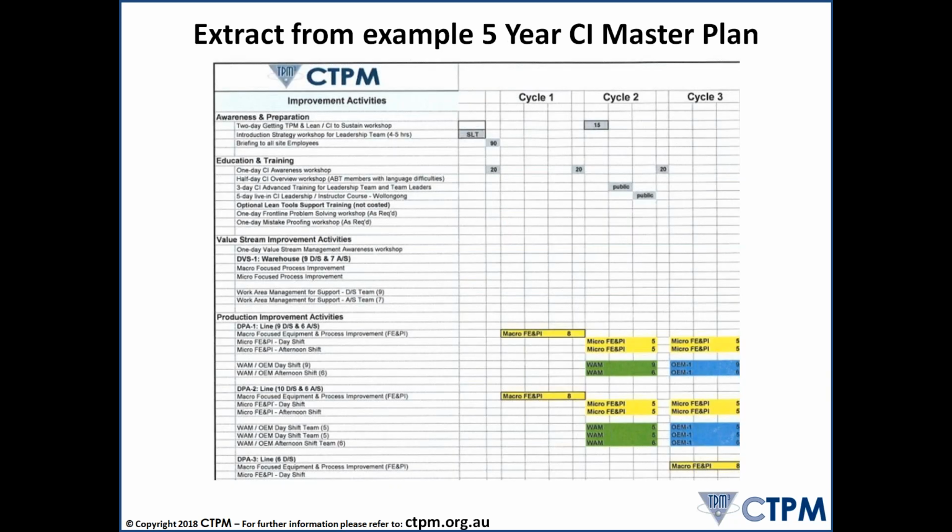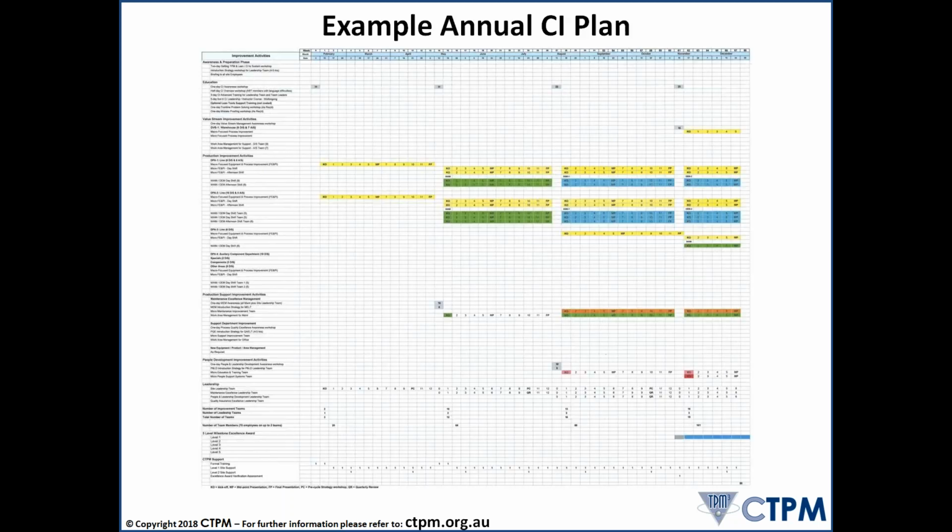So a little bit more detail around an extract from the example of the 5-year. We then have an example of the annual plan, which, as we said, is just a bit more of a granular view into the months. So we've got months at the top here. So we want to know week by week, month by month, what is happening with our 5-year plan. So what's happening this year?